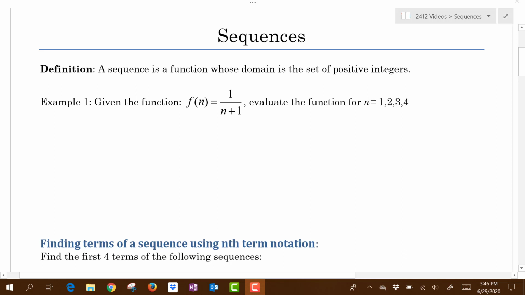In this video we're going to talk about sequences. First, let's start with a definition. A sequence is a function whose domain is the set of positive integers.